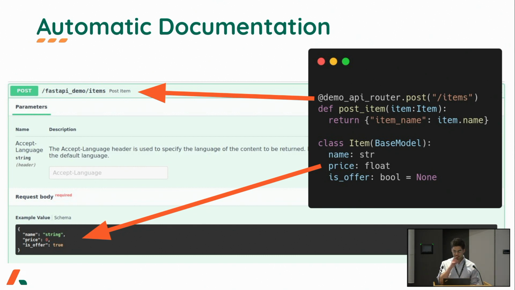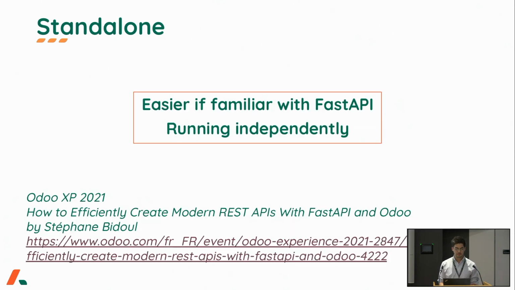Moreover, I have my schema item containing 3 attributes: the name, the price, and is offer. And this schema is reflected directly into the documentation. So the automatic generation of the documentation is really useful because your documentation will always be synchronized with your code. And clear and up-to-date documentation is really helpful.